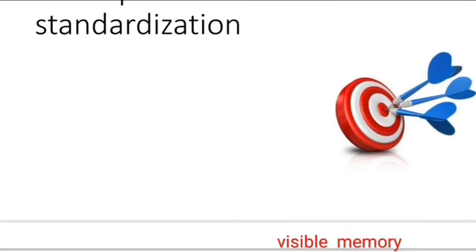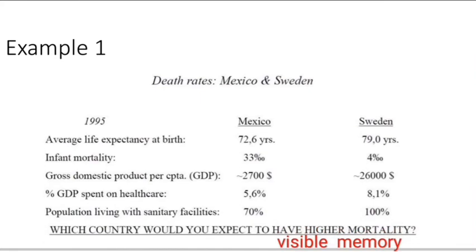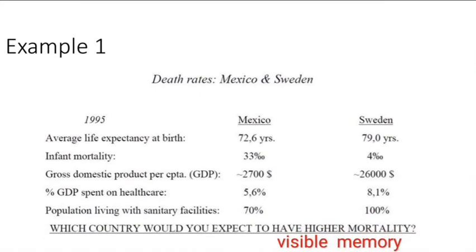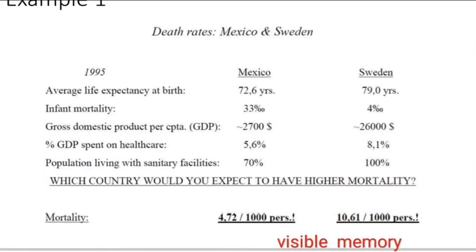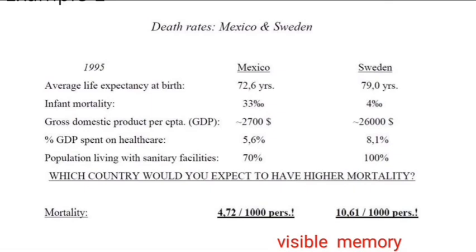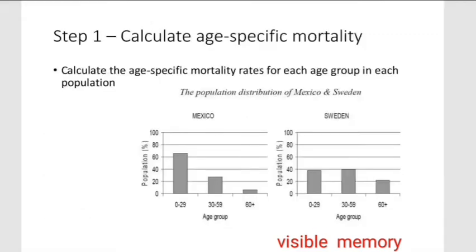Firstly, the concept of direct standardization. Suppose we want to check the effect of any disease or event on the mortality rate of two populations and we want to compare them. So let's take an example. We have two countries, Mexico and Sweden. Mexico has a mortality rate of 4.72 and Sweden has 10.61 per thousand persons. So by looking at this we can say that Sweden has a higher mortality rate.